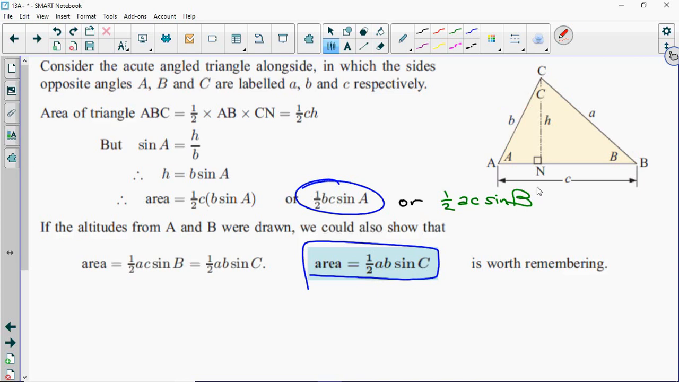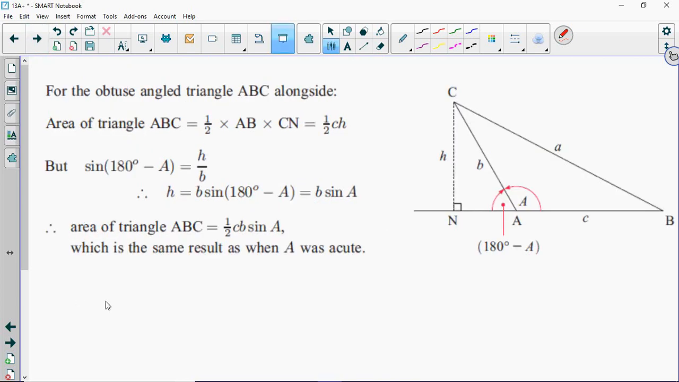Okay, now that was the proof for the acute triangle. You can go through a similar exercise here with an obtuse triangle. I'm not going to talk through this one, so if you want to read through it, pause the video now and give it some thought.